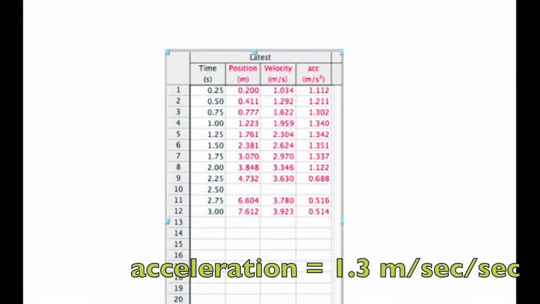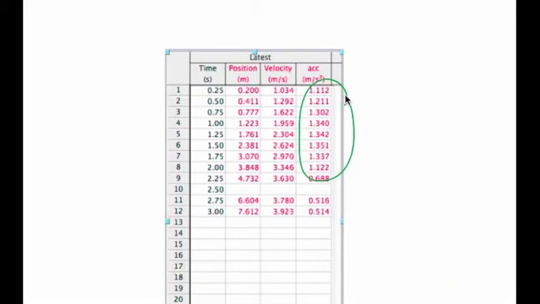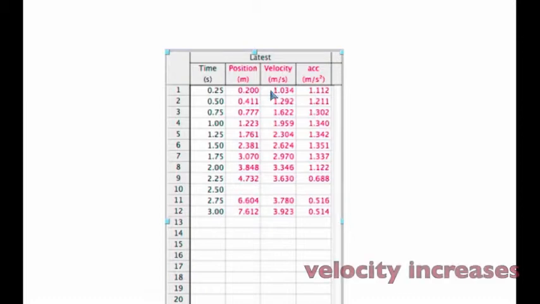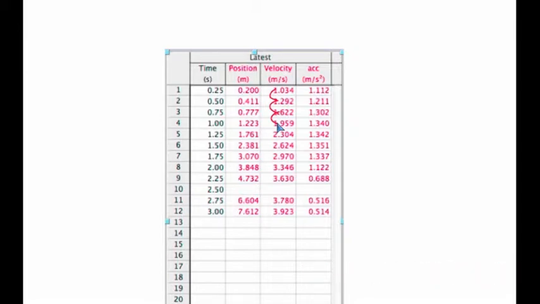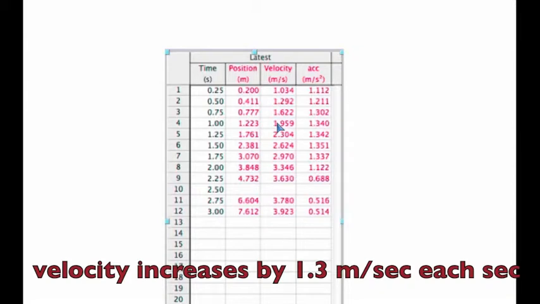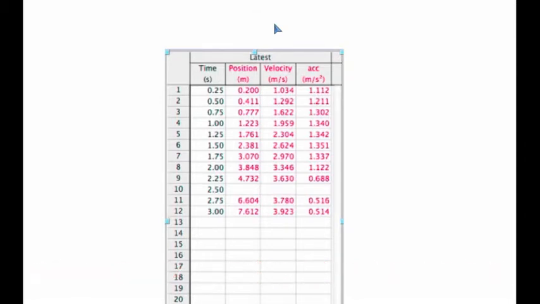We worked out the acceleration to be 1.3 meters per second squared. We can see that all these accelerations are right around 1.3 meters per second per second. If we look at the velocity, we can see that the velocity is increasing every 0.25 seconds. But we know the acceleration to be 1.3 meters per second squared, which means the velocity is increasing 1.3 meters per second every second.